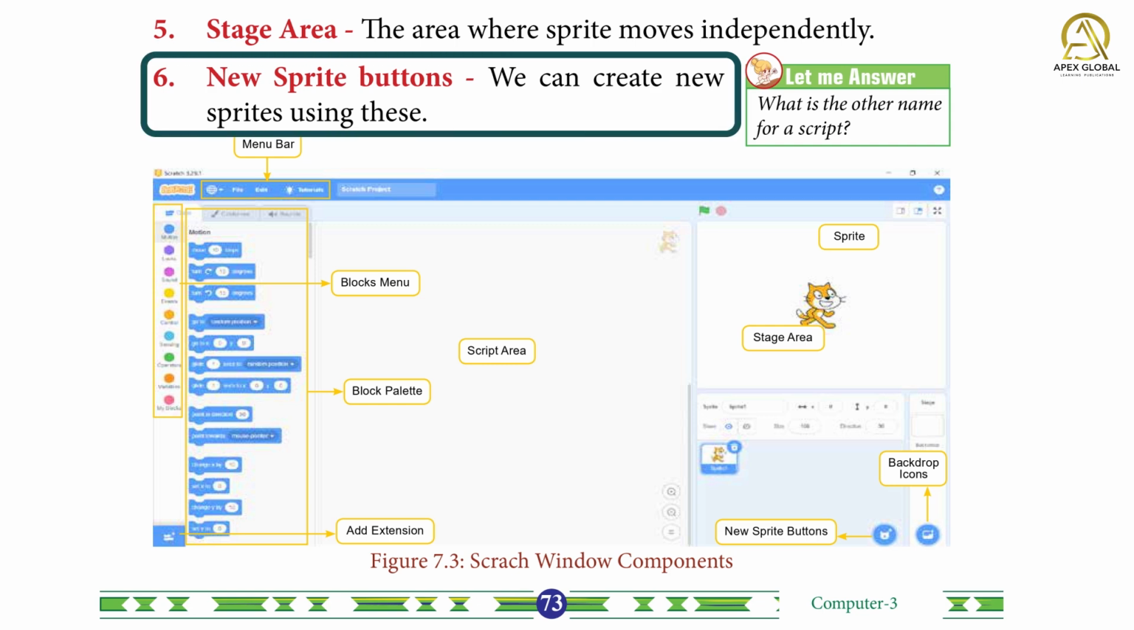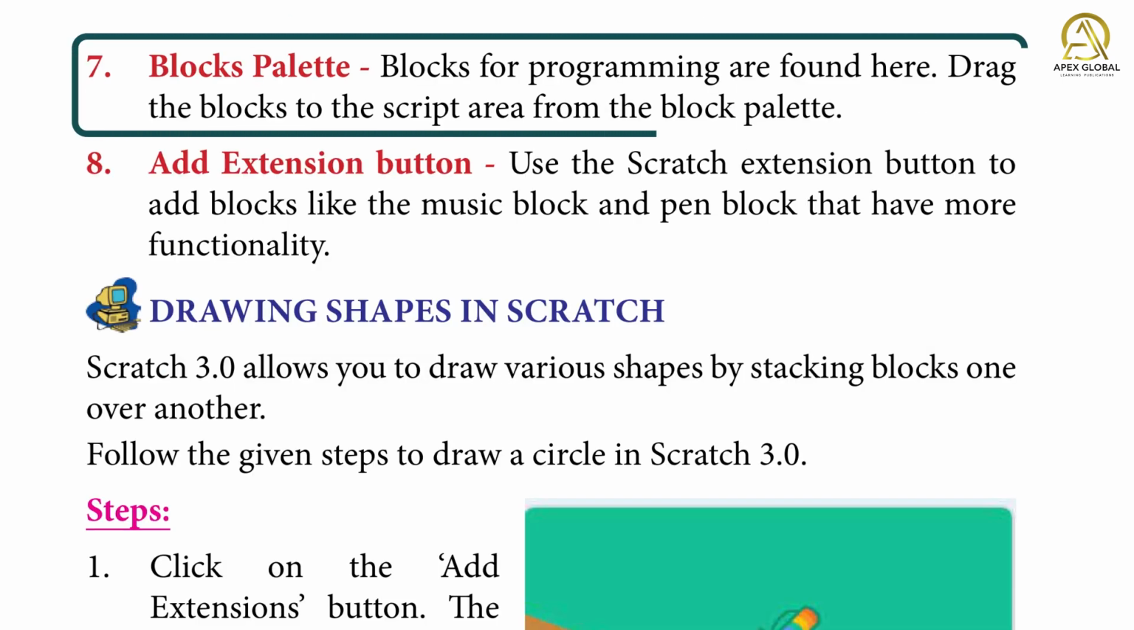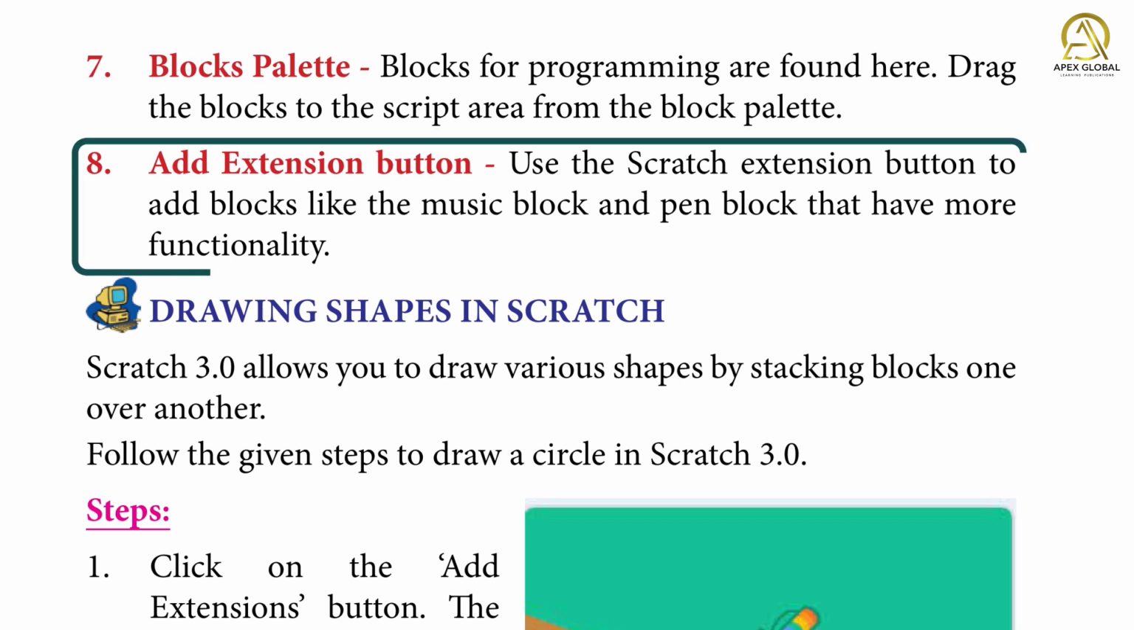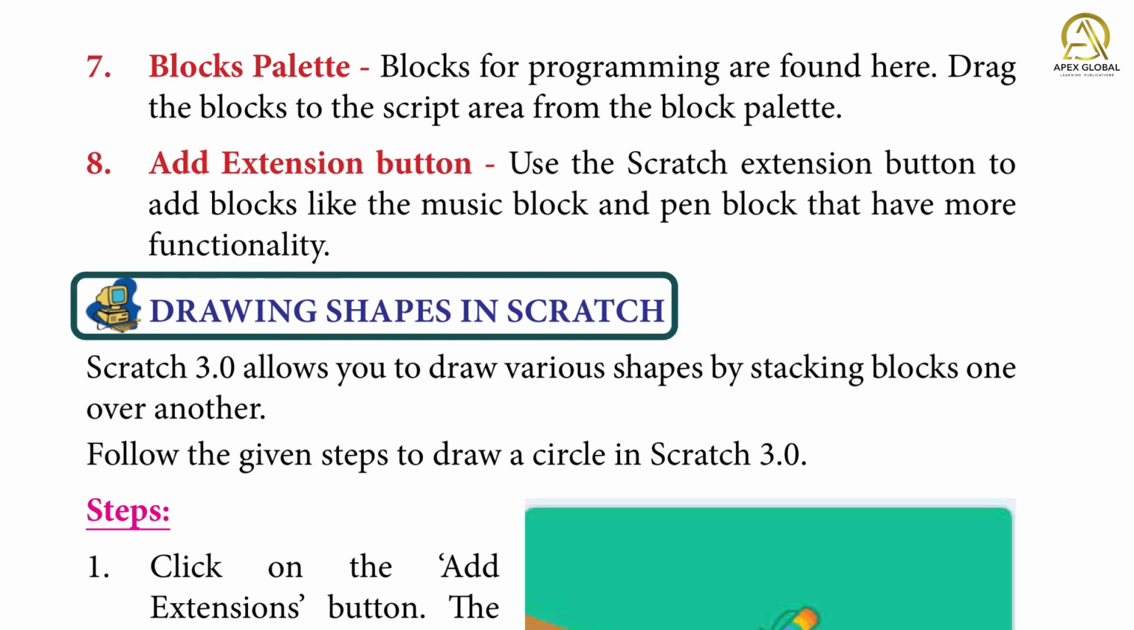6. New sprite buttons. We can create new sprite using these. Let me answer. What is the other name for a script? 7. Blocks palette. Blocks for programming are found here. Drag the blocks to the script area from the block palette. 8. Add extension button. Use the Scratch extension button to add blocks like the music block and pen block and have more functionality. Drawing shapes in Scratch.